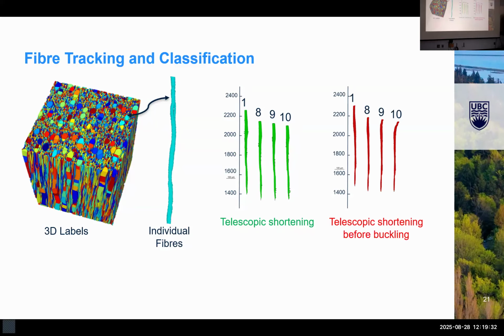On the other hand, this one here, we see that it again translates downwards and compresses slightly, but by the end, it's developed this kink at the top. So this is the telescopic shortening before buckling mechanism.